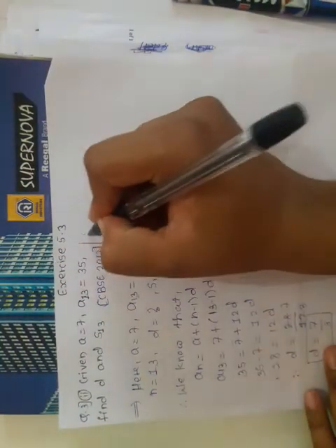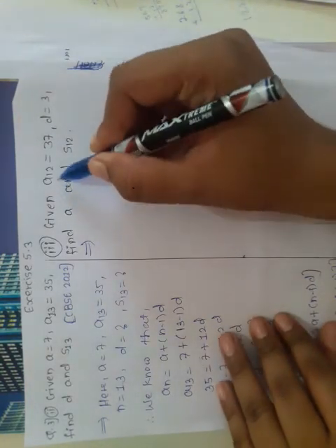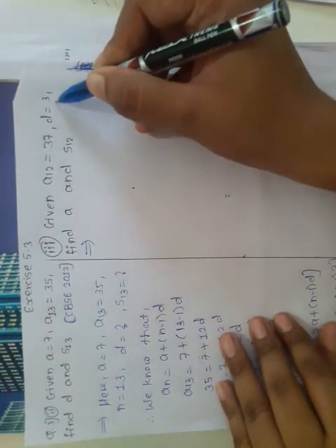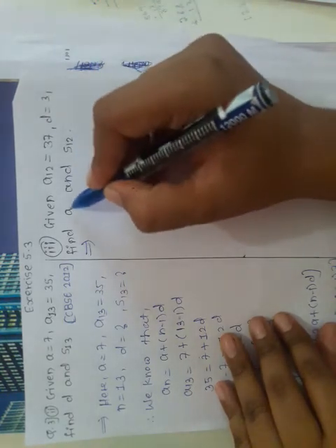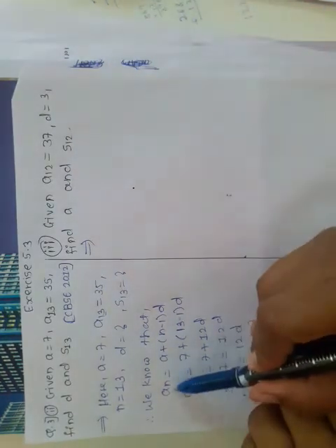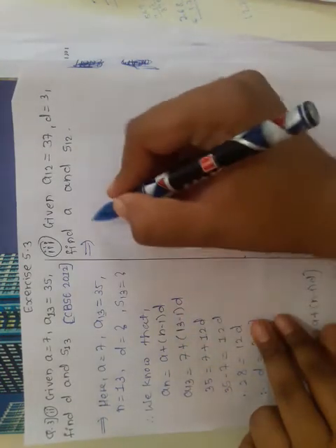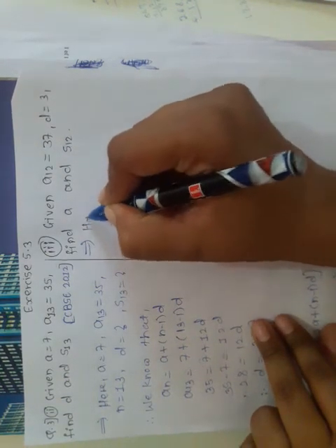Now come to the next example, number 3. In this example, given that A12 is equal to 37 and D is equal to 3, we have to find out A and S12. First we have to find A by using our formula, an is equal to a plus (n minus 1) into D. So write down all the given things here.